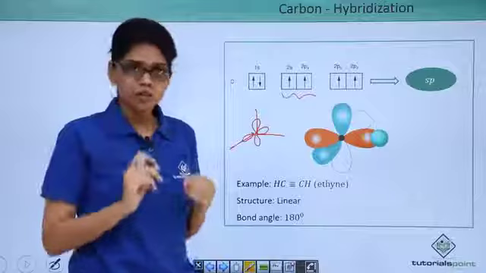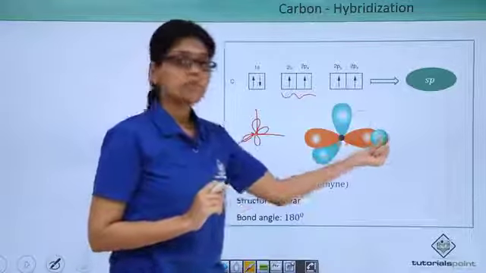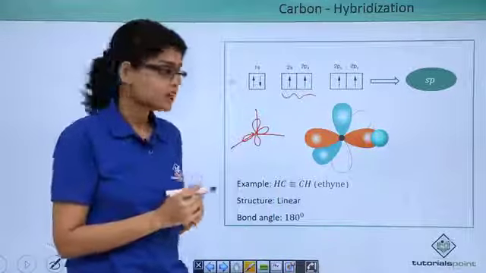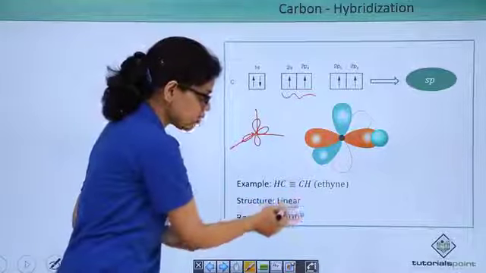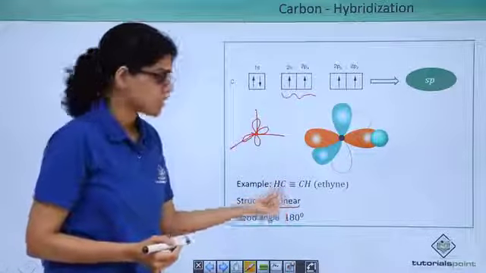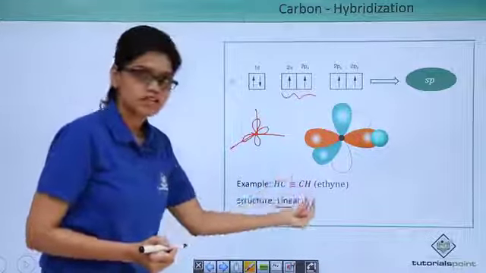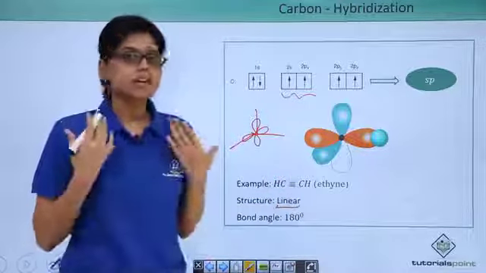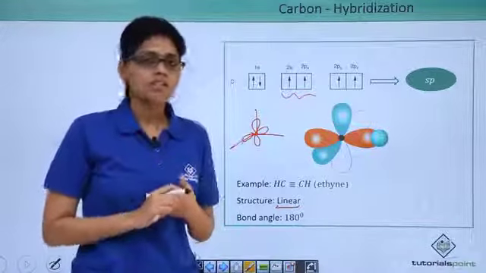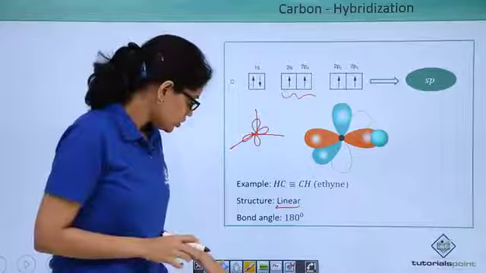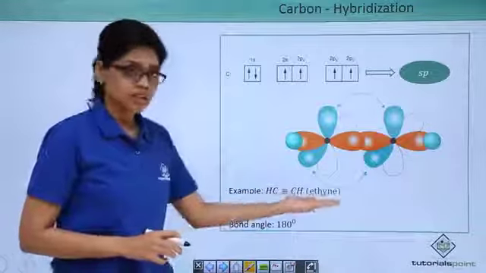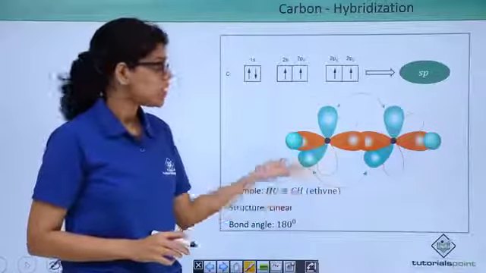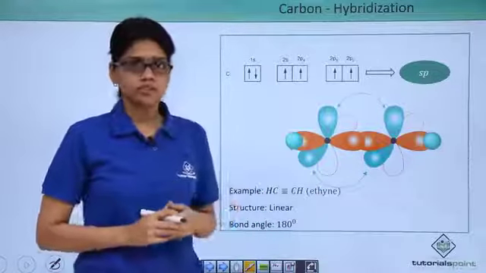But before that, we need to understand that here the overlap takes place linearly, such that the structure of a particular compound, for example acetylene, that is HC triple bond CH, which is ethyne, would be linear. What is the bond angle in a linear molecule? Obviously it is 180 degrees. Now to understand the hybrid orbitals of ethyne, HC triple bond CH, let us look at this particular figure.